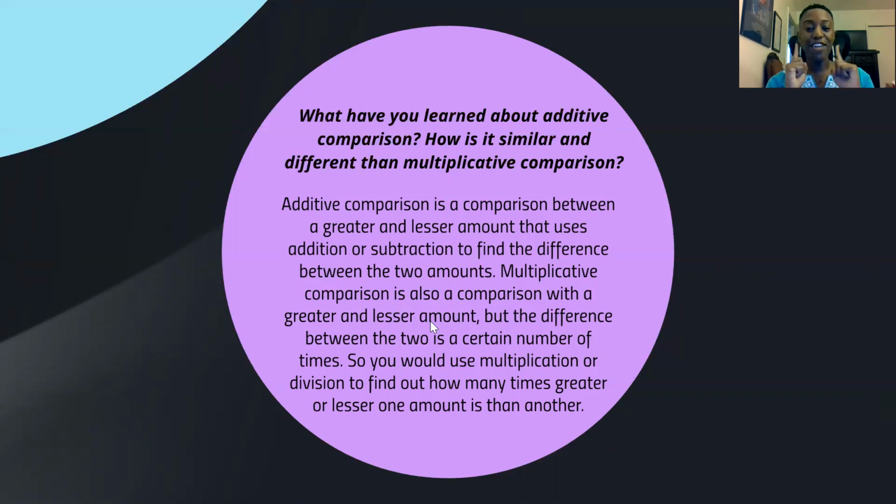But the key difference here is that when we think about the relationship between the two, it is a certain number of times greater, or it could be a certain number of times lesser. We'll stick with greater in the 4th grade context. So you would use multiplication or division to find out how many times greater or lesser one amount is than another. Lock it in because you'll use it in a moment.